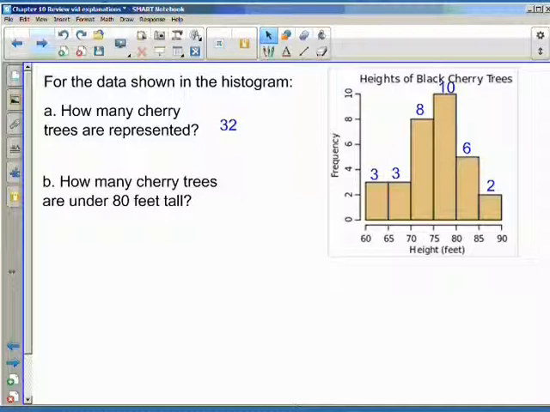How many cherry trees are under 80 feet tall? Remember, if we included the 80, it would go to the right. So we're only going to work with the values up to 79 point whatever. If it's 80, it goes in the bin to the right. If you add those values, you get a total of 24. One quick question here too, what is the interval or bin width for each of these? And the answer there would be 5 feet.